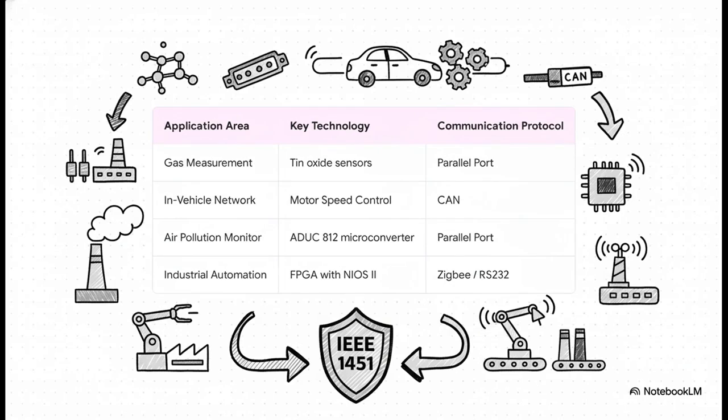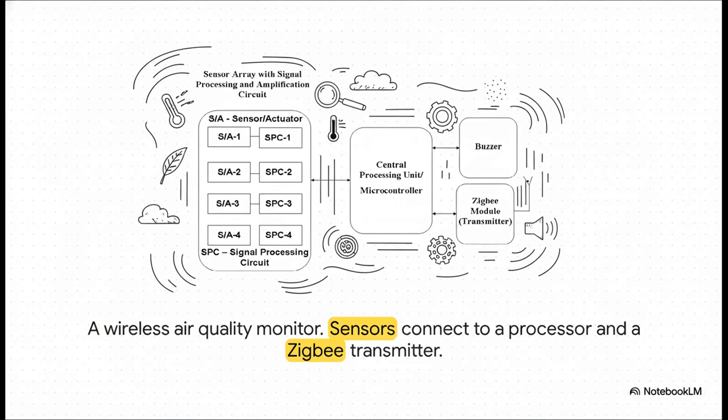This table gives you such a cool snapshot of that variety. Just look at this. For gas measurement, one project used an old-school parallel port. For a system inside a car, they used CAN bus. That's the standard for automotive electronics. For industrial automation, they used wireless stuff like Zigbee. The sensors are different, the communication methods are totally different, but IEEE 1451 is the common framework that ties it all together. And here is a great, really concrete example.